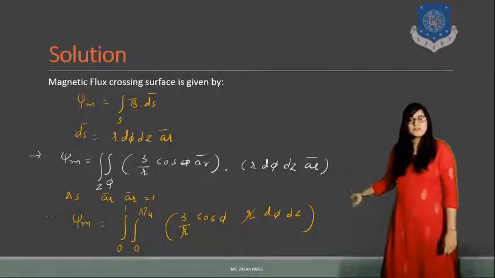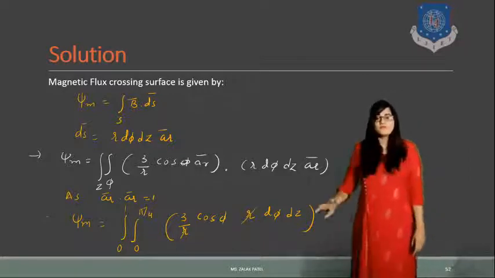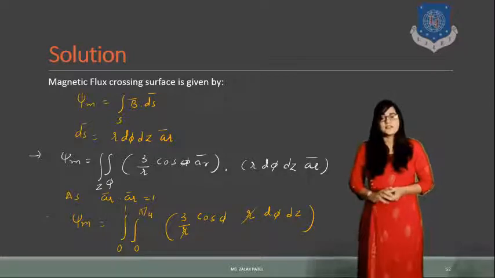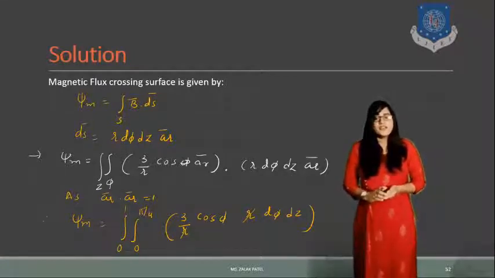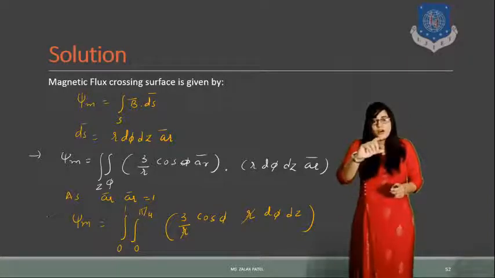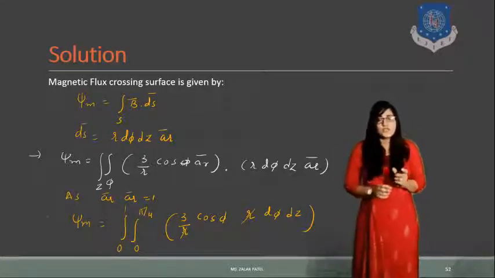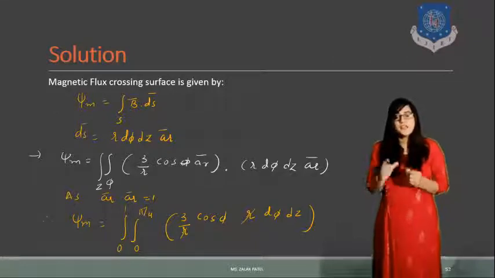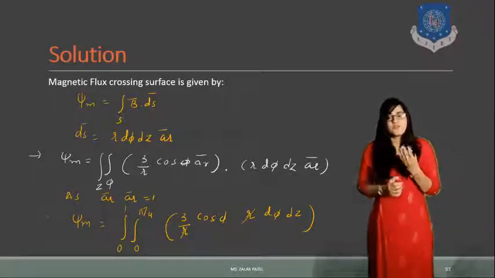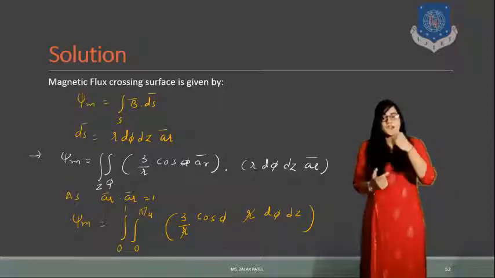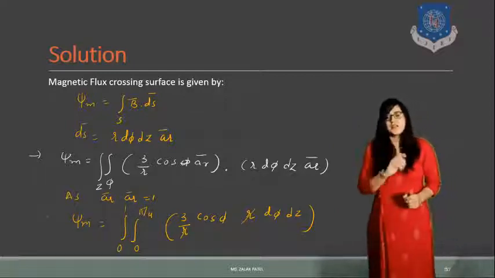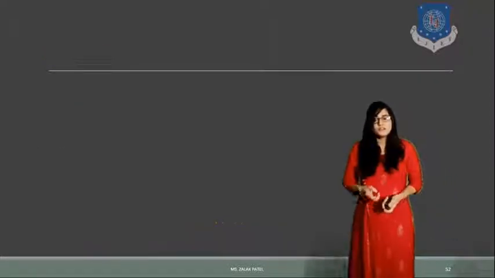So r and r will be cancelled out. AR dot AR becomes 1. So the remaining terms are like this. Now you have to integrate this term, 3 cos phi d phi dz. 3 is constant, so it is out of the integration. If you do integration with respect to phi, the function that is present is cos phi. So integration of cos phi is sin phi and the limit is 0 to pi by 4. There is no term of z present, so integration of 1 is z and the limit is 0 to 1, like this.